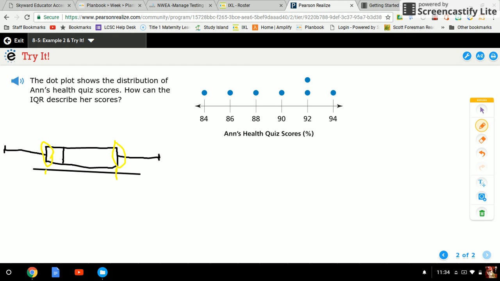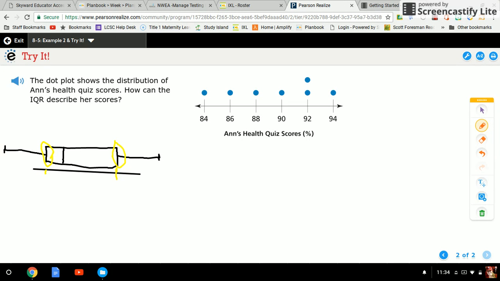Okay, and now you're going to take the first quartile and find the difference between that and the third quartile. So you're going to take the bigger number minus the smaller number, the third quartile minus the first quartile. Go ahead and pause the video and figure out that information. Okay, you should have found that the IQR here would have been 6. At least half of Anne's scores are within 6 points of each other, is what exactly you're finding out.